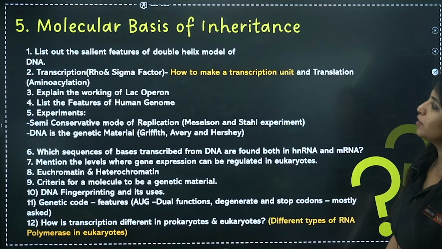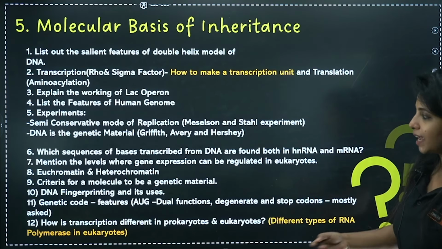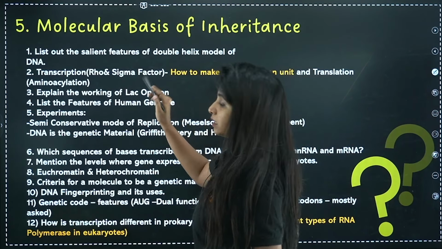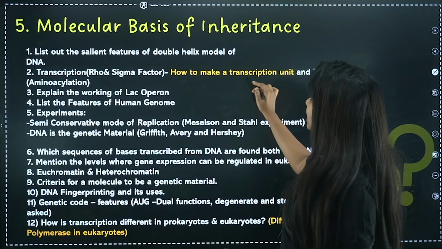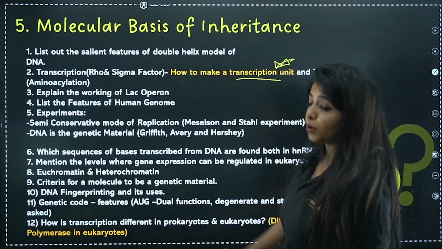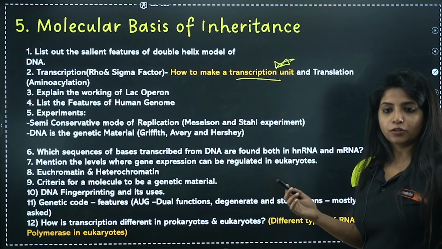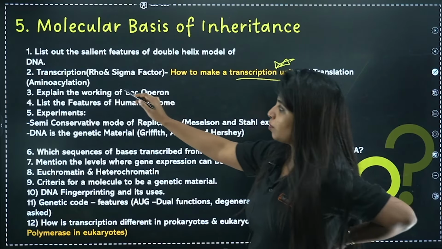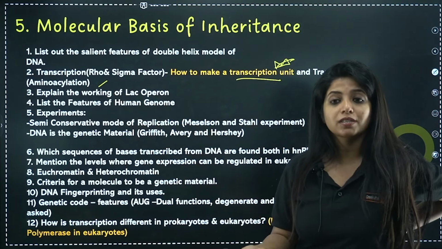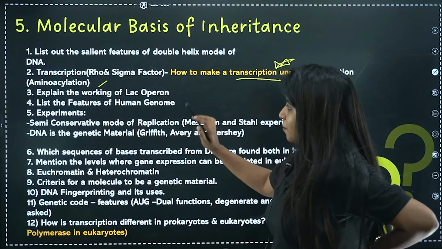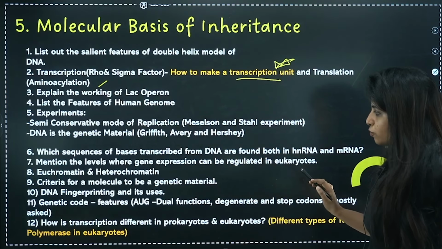Going ahead to the next chapter, you have molecular basis of inheritance. Yet again, a very important chapter. Here in transcription, the role of rho and sigma factor is important. How to make a transcription unit is also very important. In translation, the aminoacylation process and the whole process is also important. I'm just mentioning aminoacylation because most of the questions can come in the form of MCQs also. Lac operon and everything else, my dear children, is super important.